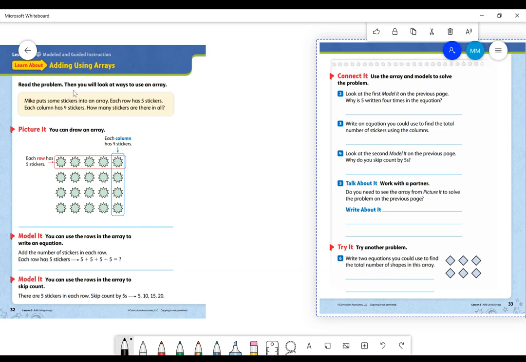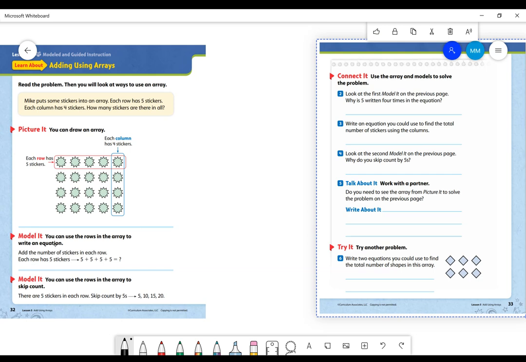It says read the problem, then you will look at ways to use an array. Mike put some stickers into an array. Each row has 5 stickers. Each column has 4 stickers. How many stickers are there in all? It says you can use the rows in the array to write an equation. So let's look at the array.